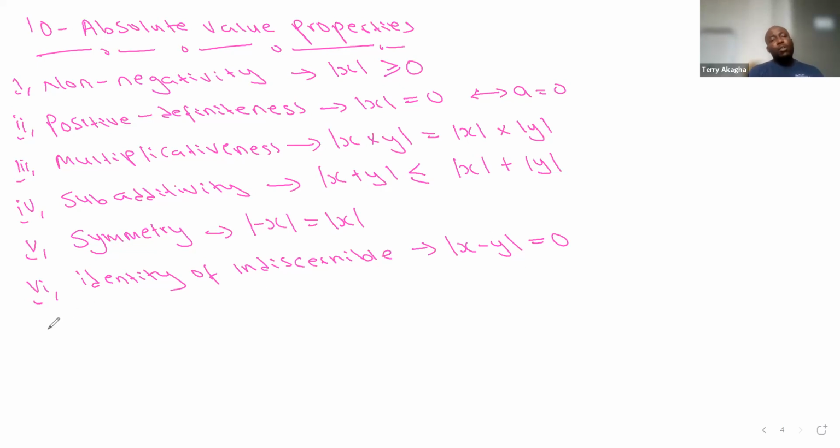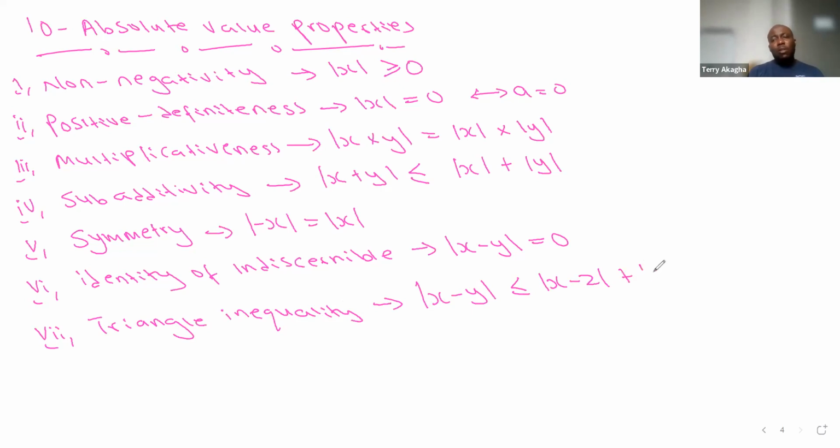Then we also have what we call the triangle inequality. For the triangle inequality, it's the same thing as we expect: if you subtract two absolute values of each side, it is equal to the absolute value of the first minus the third side plus the absolute value of the third side minus the first side. So something like this as well.